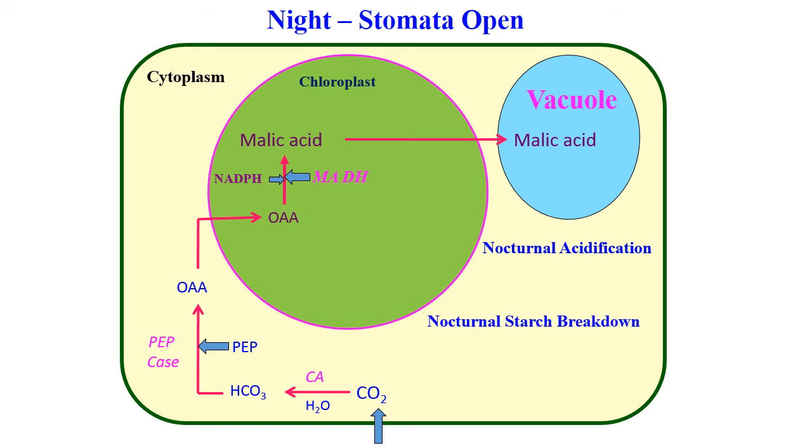At the same time, nocturnal starch breakdown occurs, where the starch is broken down to form the pyruvate compound phosphoenol pyruvate through the glycolysis process. This phosphoenol pyruvate enters the CAM cycle and the cycle continues. This is called nocturnal acidification and nocturnal starch breakdown.